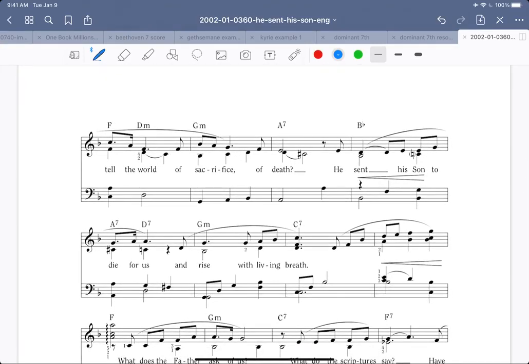There's another little 4-bar grouping. So we're going to expect another 4-bar grouping.